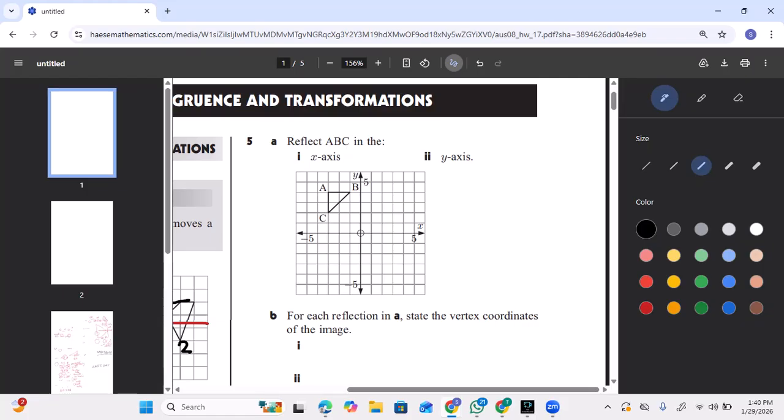Let me see which are the ones which we missed. Okay, Jennifer, this one question we have in which we have to reflect this triangle. So, how do you think we have to reflect this triangle? Because we learned about the types of transformations.